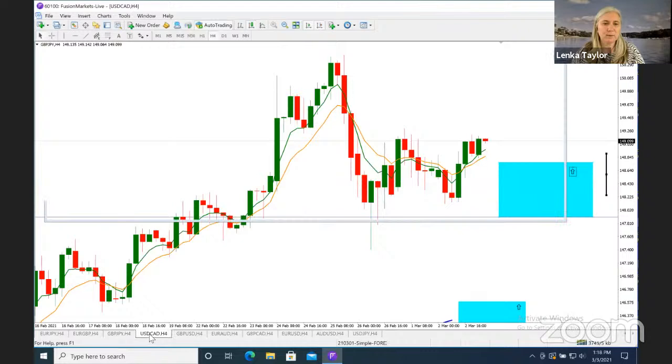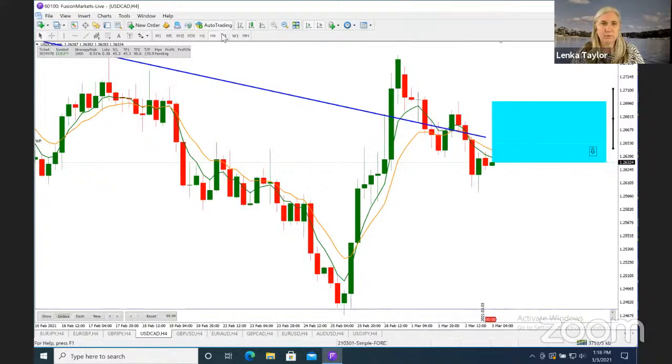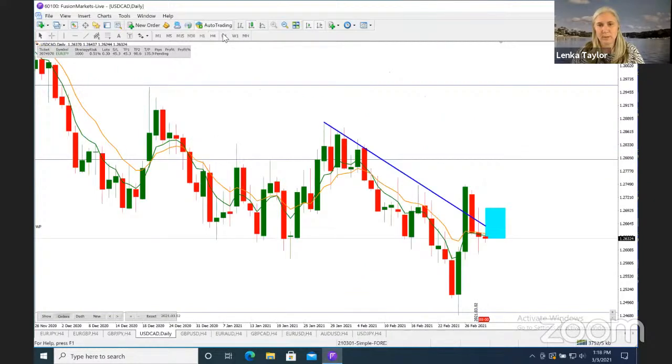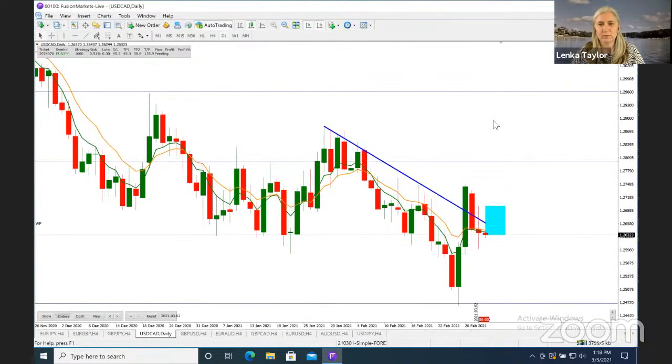Let's have a look at the next one, USD CAD, the 4-hour chart. So this one I'm looking for a short as well, in terms of the direction of where the price is going at the moment, with a bit of room still towards that horizontal.